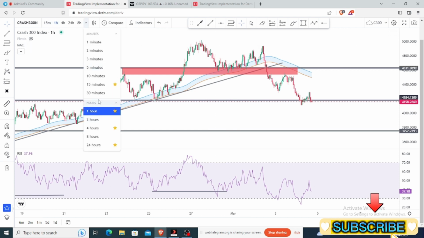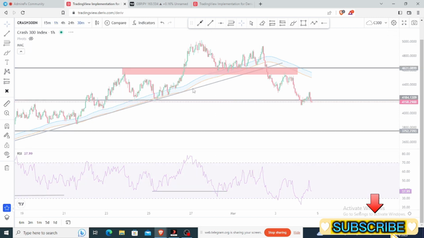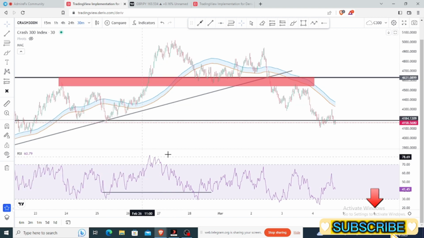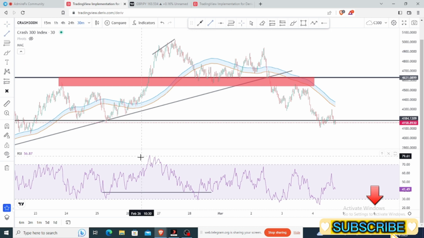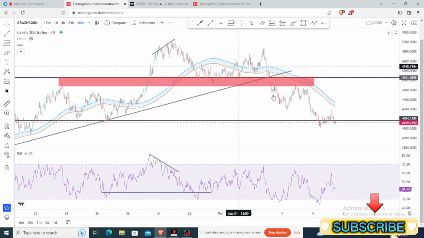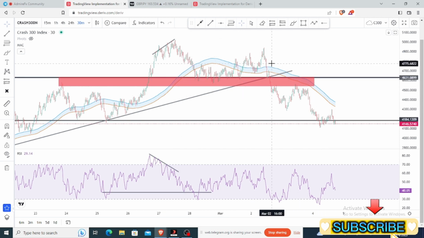So you can still scale down to your 30 minutes time frame or your lower time frame, your LTF. I call those my actual lower time frame. Now on our 30 minutes time frame, you can see a nice divergence. Looking at price, it is creating higher highs and price is creating lower highs here on the RSI. Hence why price was able to cause this breakout and ride all the way to the downside.